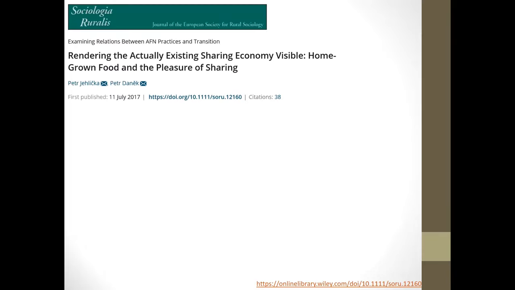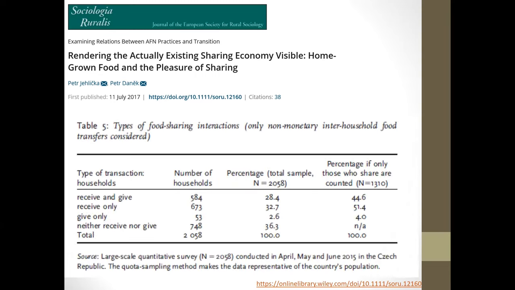And the last case, and I'm finally going to some conclusions, is about sharing. This time only food sharing. From Sociologia Ruralis, the paper of my colleagues Petr Jehlička and Petr Deněk. So I used their outputs and tables to illustrate how widespread food sharing is.